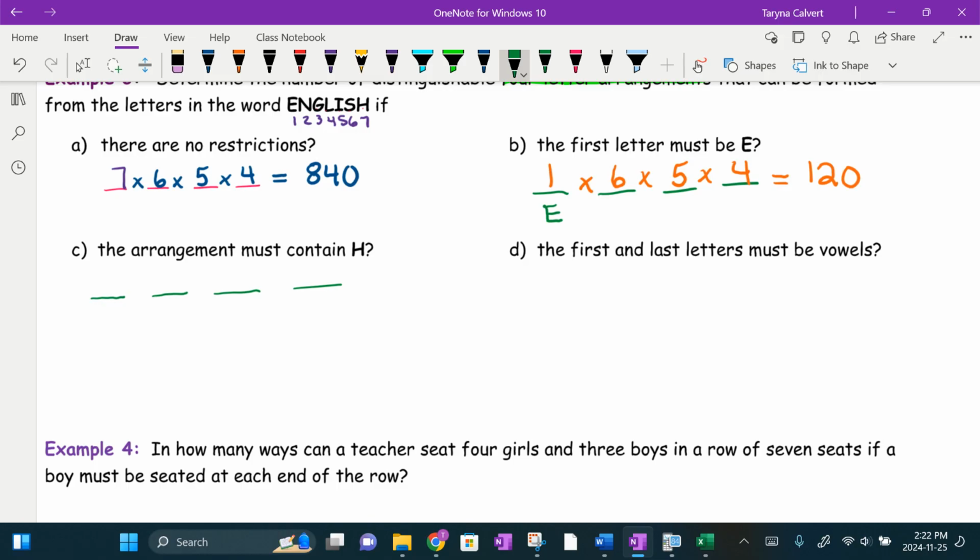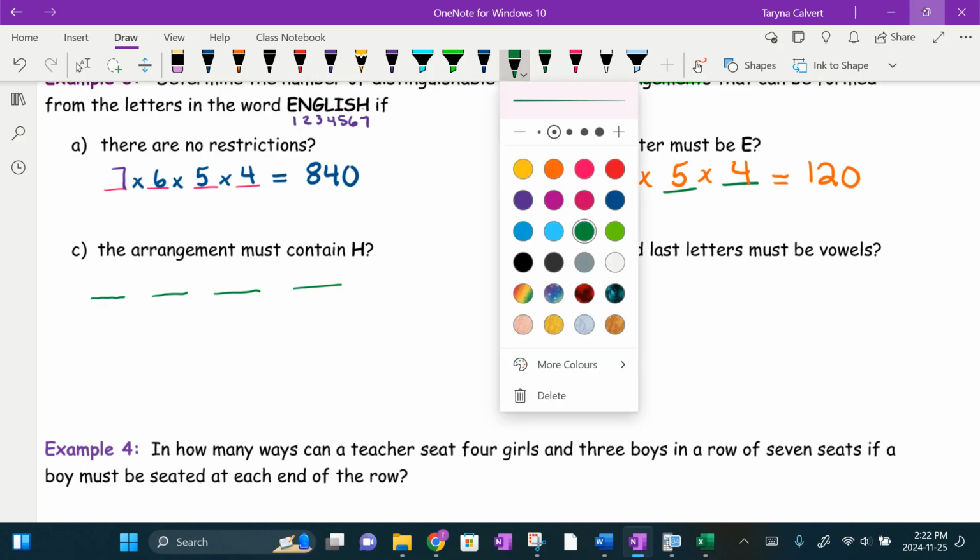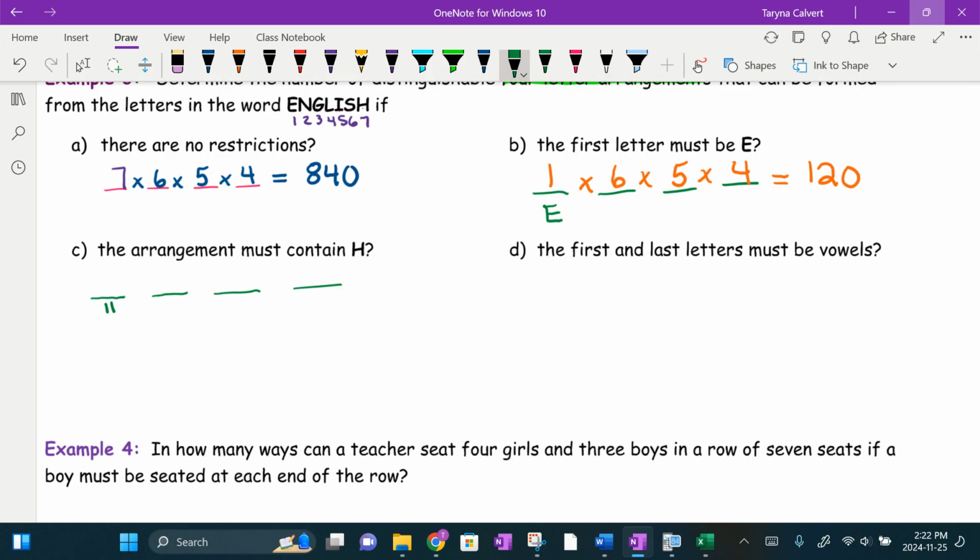So again, E has to be first. It does not say H has to be first. So I'm going to write all the cases, because then none of you should be lost. Because the H could be there. The H could be here. The H could be here. See why, though, if there's like 10 arrangements, this would suck, doing all the cases.